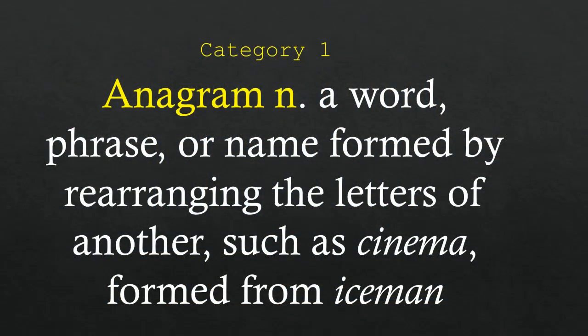Category 1. First, a definition for Category 1. Do you know what an anagram is? An anagram is a word, phrase, or name formed by rearranging the letters of another, such as when you take the word cinema, rearrange the letters, and create the word iceman. Do you get the idea? That's what an anagram is.